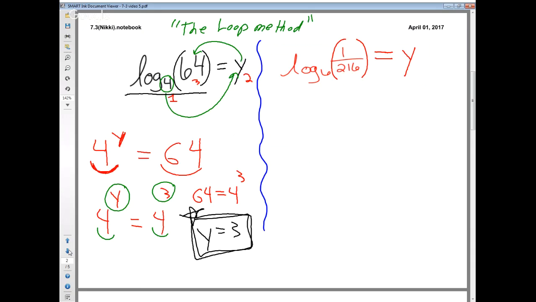To help us out, let's use the loop method to rewrite this as an exponential. Start at your base 6, loop around to the y, and then loop right back to the fraction. Since the 6 came first, it gets written first. The y came second in the loop, so the y gets written second. And the last thing in the loop was the fraction 1 over 216. That's the last thing that gets written.